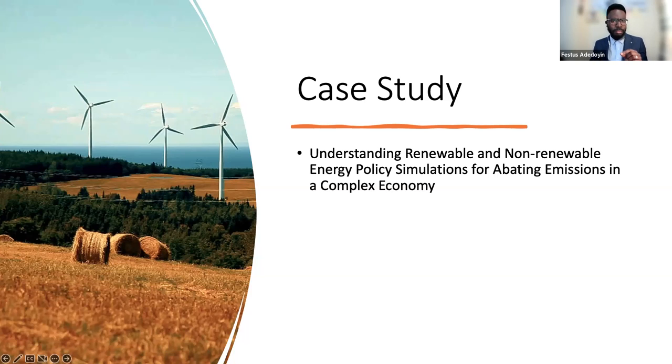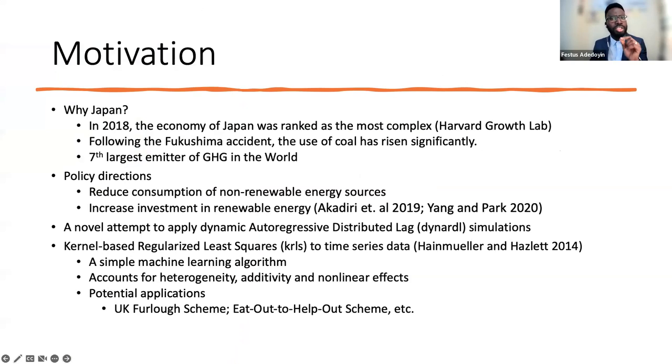And in this case study, we use machine learning-driven simulation to try to understand this policy option for a country like Japan. Japan being, as of 2018, and I think recently as well, the most complex economy in the world, according to Harvard Growth Lab. And what that means is that there are a lot of processes that go into producing every product in Japan. It tells you of the technicality of the know-how, the capabilities that go into a given product in Japan.